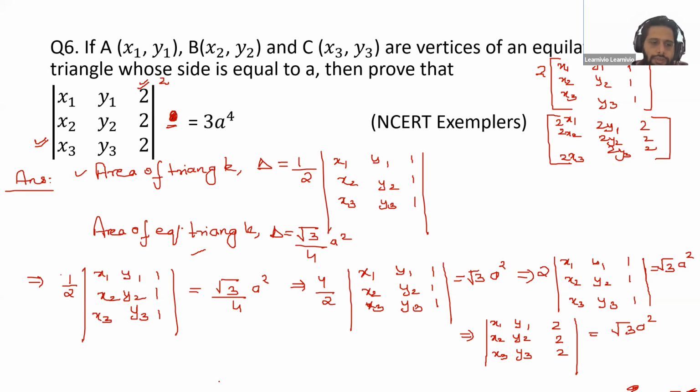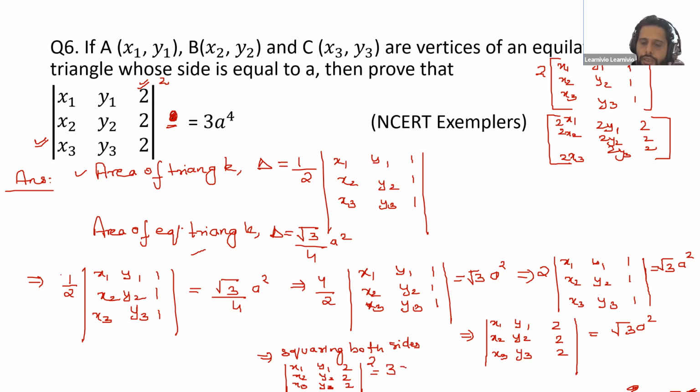Okay, so just the last step, squaring both sides. I will write over here, squaring both sides, and we will get this: x1, x2, x3, y1, y2, y3, 2, 2, and 2 square. This is equal to 3a to the power 4. Okay, so I hope this question is clear to everyone. So please note this down, and if anyone has a doubt, then please let me know.